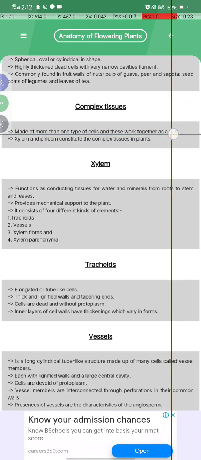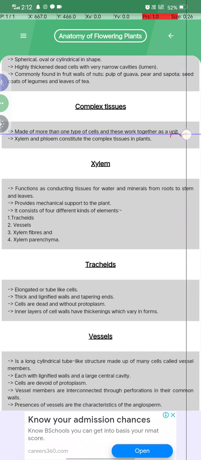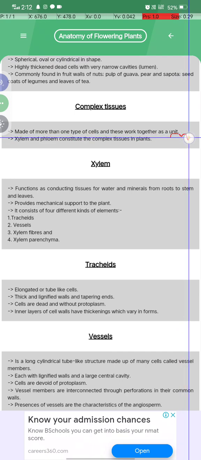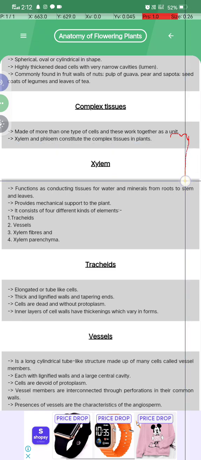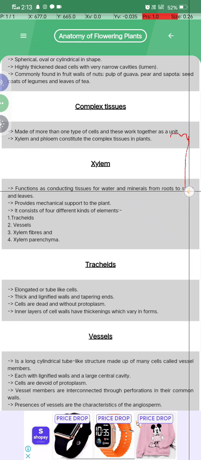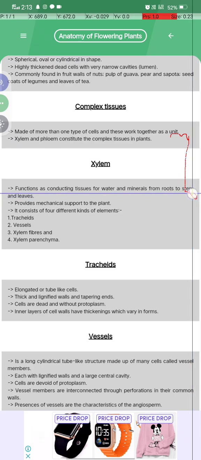Complex tissue is made up of more than one type of cell, and these work together as a unit. Xylem and phloem constitute the complex tissue in the plant. Xylem functions as a conducting tissue for water and minerals from roots to stem and leaves.